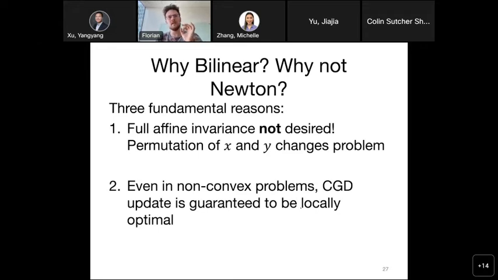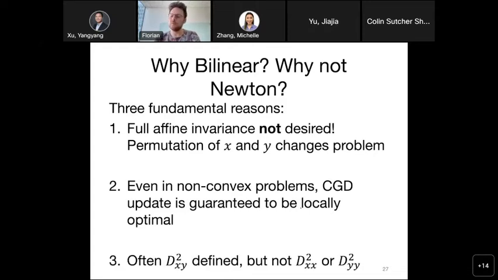The second nice property is that even for non-convex problems, the CGD update is guaranteed to be attracted only by local optima. So we know that for non-convex problems, Newton's method can be equally attracted by local worst, so local maxima as well as local minima. And the benefit of this bilinear approximation is that it still allows us to only be attracted by, for the agents only to try to locally minimize, even for arbitrary non-convex objective functions.